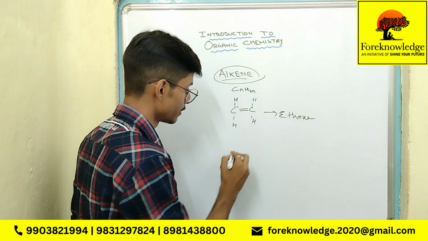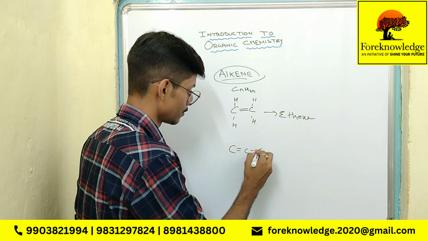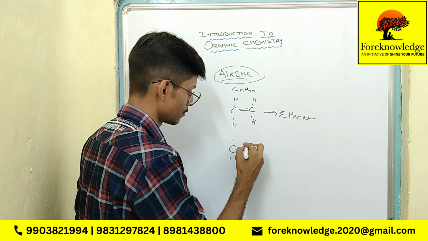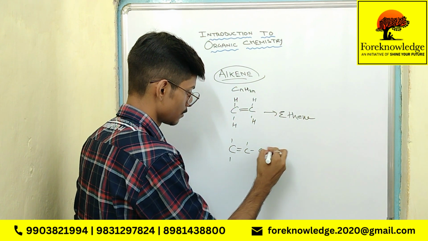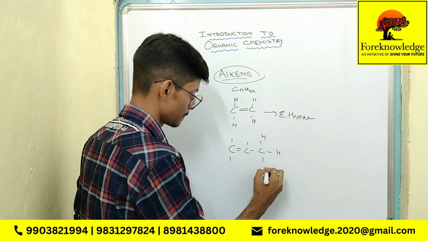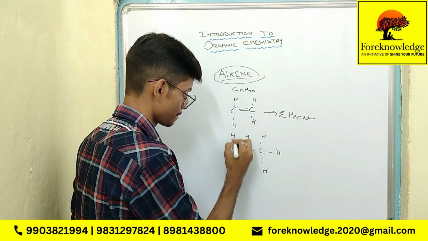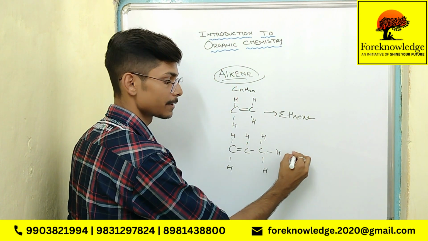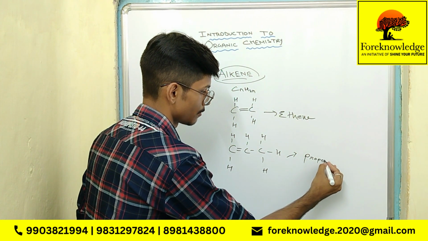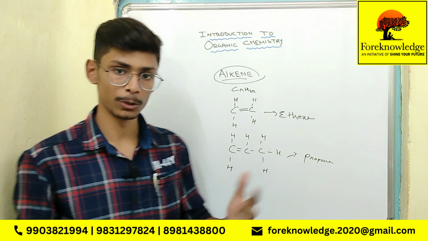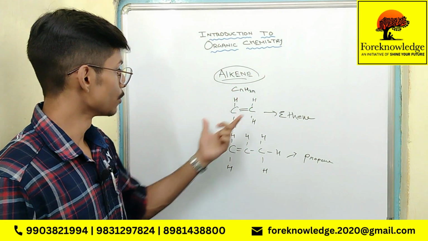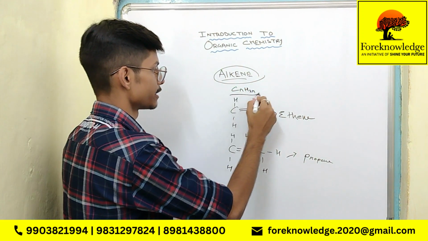This is ethene. Now this is propene, and it goes on to butene, pentene, hexene. So this is alkene and its general formula is this one.